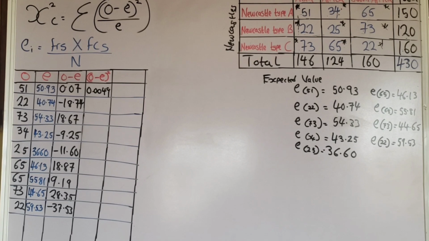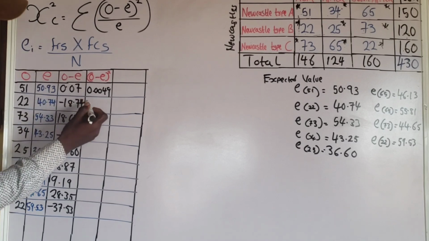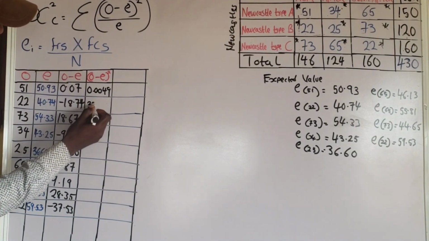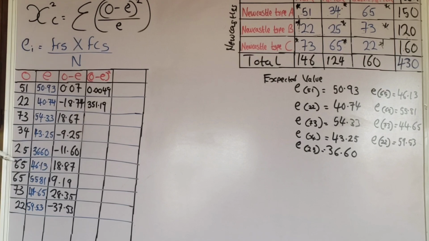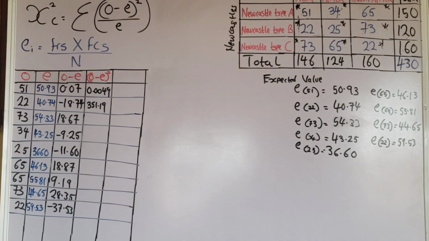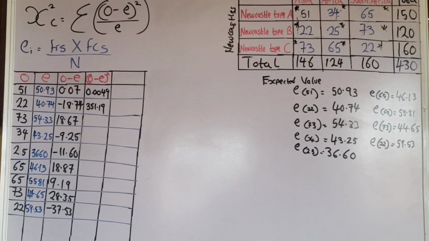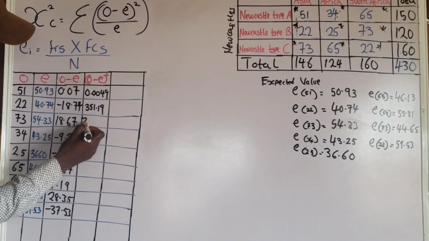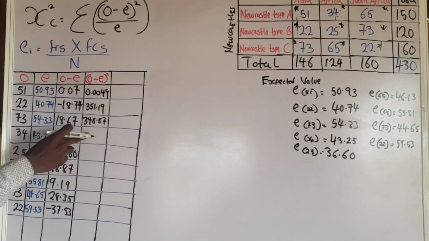For these cells I'm going to square negative 18.74. Negative 18.74 squared is 351.19. So here 351.19. Okay, for these cells, 18.67. The square of 18.67 is 348.57. So 348.57.